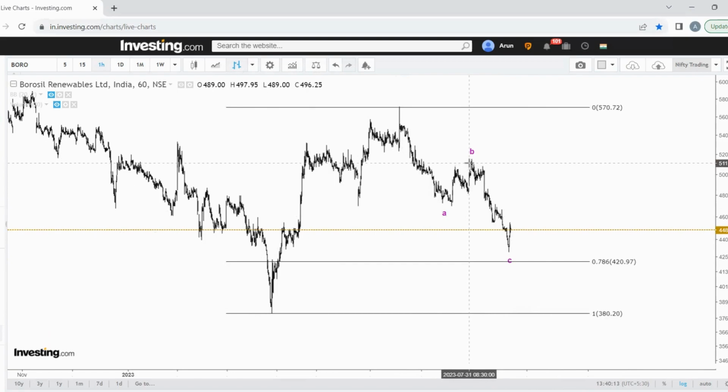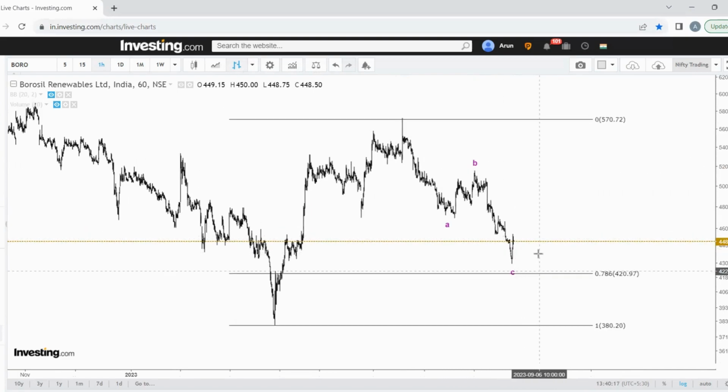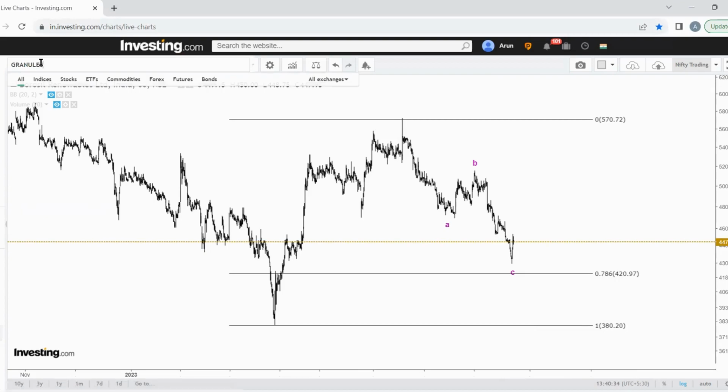And for the next move, it can be 1, 2, 3, 4, and 5. We are moving approximately up to 460, then a down move and an up move. So let's see how it moves. So next and final stock is Granules.